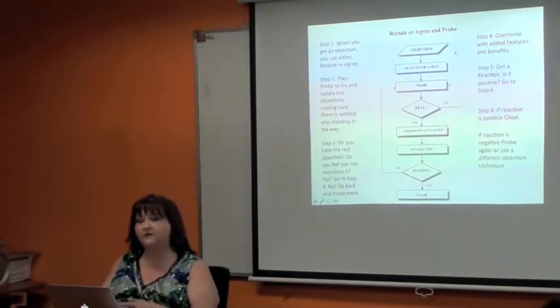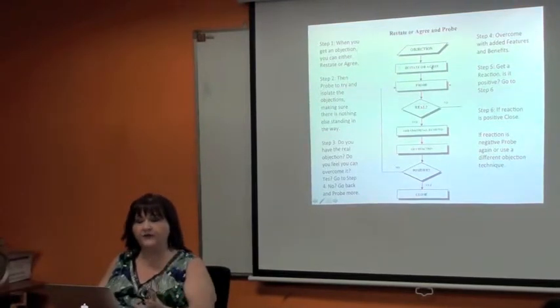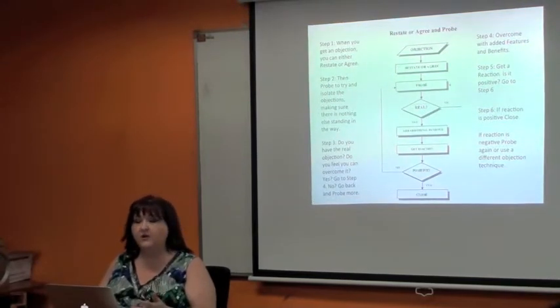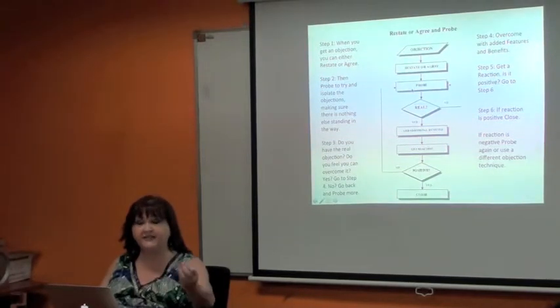So this is how it works. You're going to have an objection. Then you're going to restate or agree with the objection. You're going to probe to get some additional information. You might only need to probe one time or two times until you get the real issue out. And I'll give you an example of this whole flow chart in just a sec. Then you overcome the objection with features and benefits. You get a reaction. If it's positive, you close. If it's negative, you go back and probe again, or you use a different objection technique.